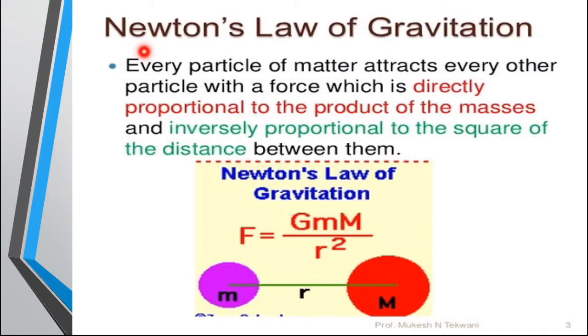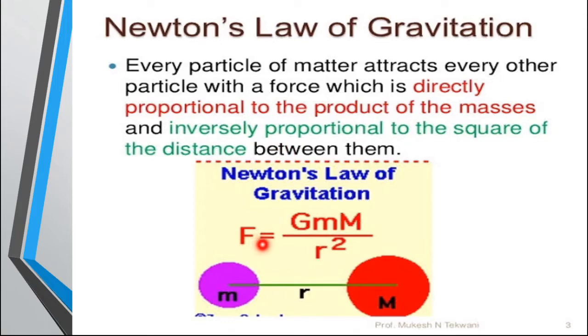Newton concluded this as the law of gravitation, or Newton's law of universal gravitation, which states that every particle of matter attracts every other particle with a force which is directly proportional to the product of their masses and inversely proportional to the square of the distance between them. You can derive the formula from this definition.